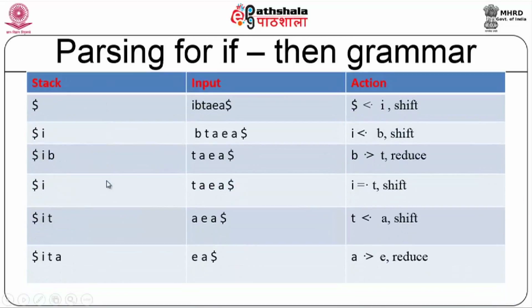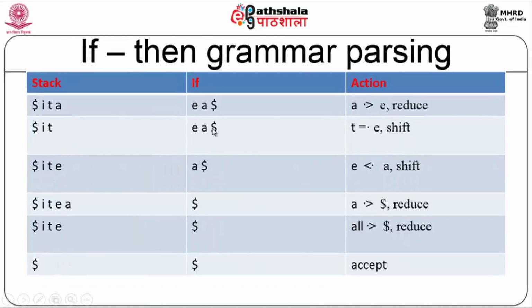Supposing I have the same string here, I compare dollar and i, so I shift; i is less than b, again I shift. b is greater than t, so I reduce. Reduce means I have to pop the symbol, then i and t are equal, so I shift. a, again I shift; a is greater than e, therefore I reduce and pop the symbol. Then i, t, again t equals e, so I shift, and then I go in a sequential manner, and all the symbols i, t, e are greater than dollar, so I reduce and pop all symbols. Dollar dollar is going to be an accept situation.